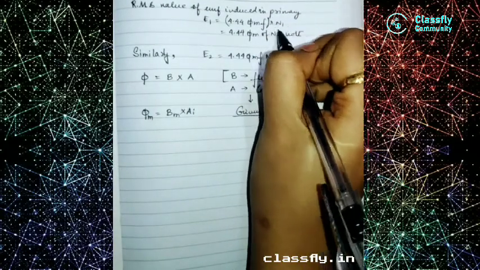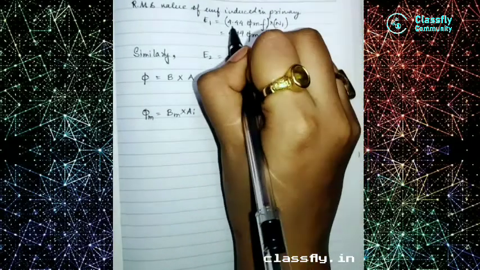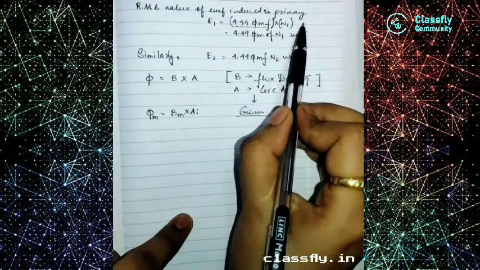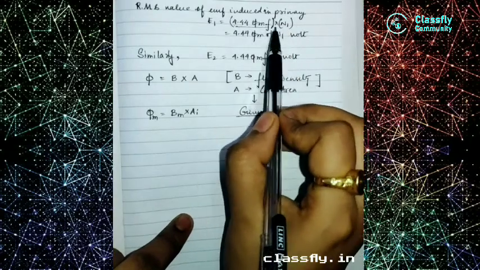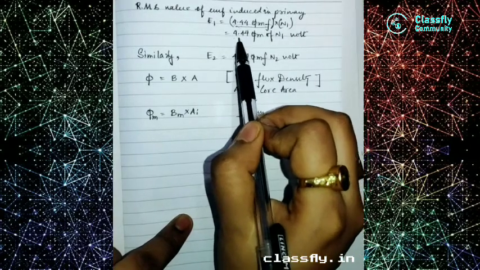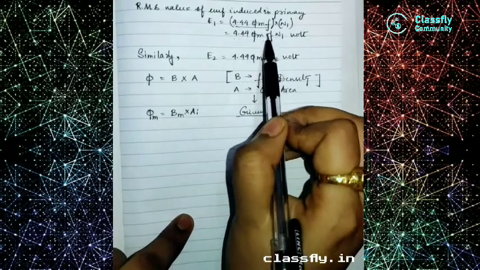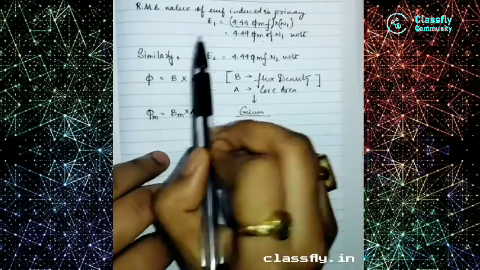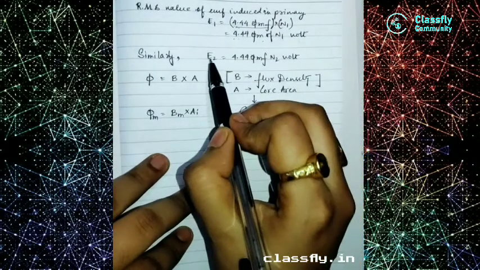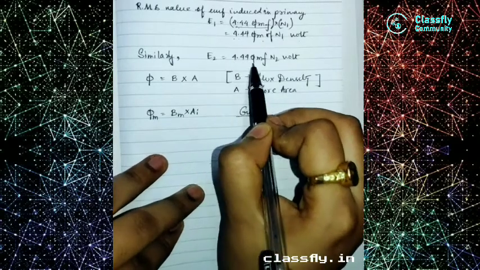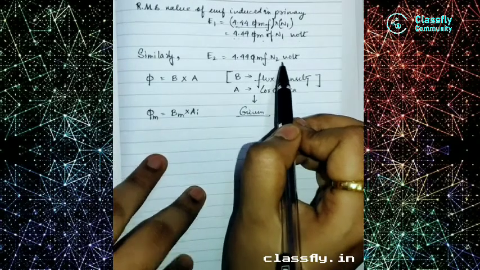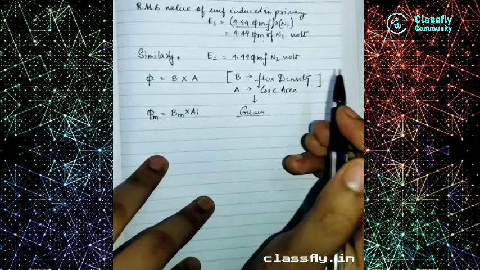And we know that the primary's number of turns is N1, because that value was for one winding. So for N1 turns it will be E1 equal to 4.44 phi mf N1 volts. Similarly for the secondary it will be E2 equal to 4.44 phi mf N2 volts.